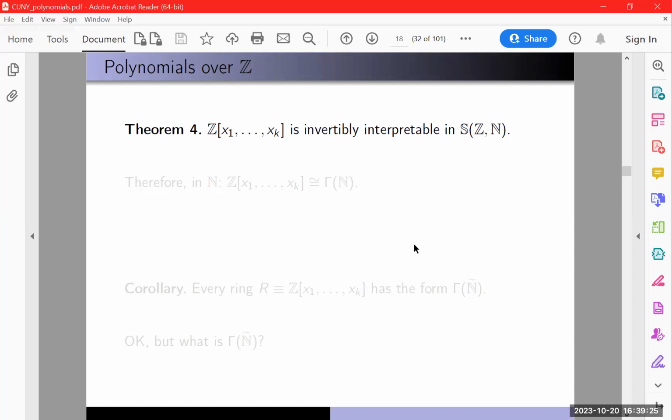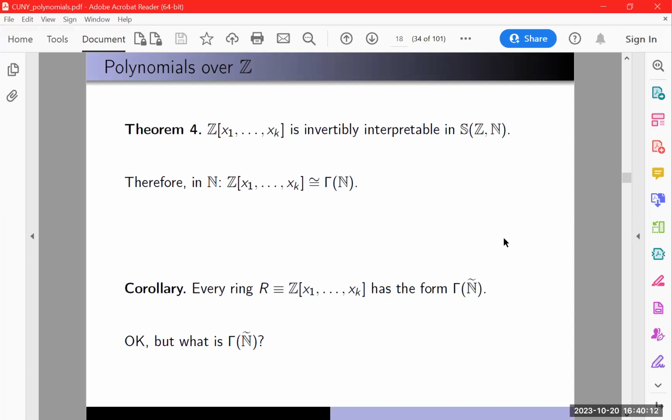So the statement is that this ring of polynomials has that kind of interpretation that we need in the least superstructure of Z. And therefore also in N, because the least superstructure of Z is very easy to interpret in N. There is not much difference between the superstructure of Z and N in the first place. So now we get this immediate corollary that every ring that's elementarily equivalent to the ring of polynomials over Z has this form. So gamma is our interpretation, and we just take this gamma, pick our favorite non-standard arithmetic, plug it in there, and that's going to be the ring. Nice, but by itself it doesn't get us anything. We just said that this strange object is actually that other strange object.